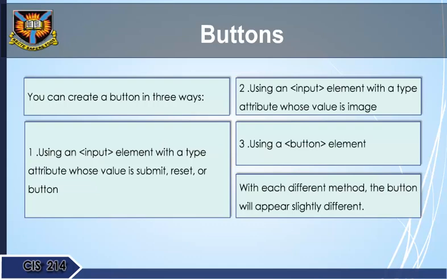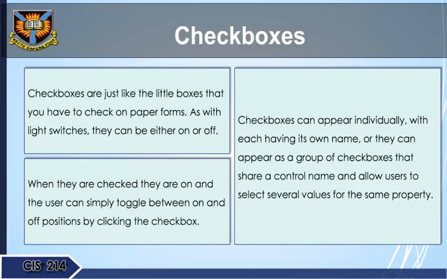You can create a button in three ways. One, using an input element with a type attribute whose value is submit, reset, or button. Two, using an input element with a type attribute whose value is image. Three, using a button element. With each different method, the button will appear slightly different.